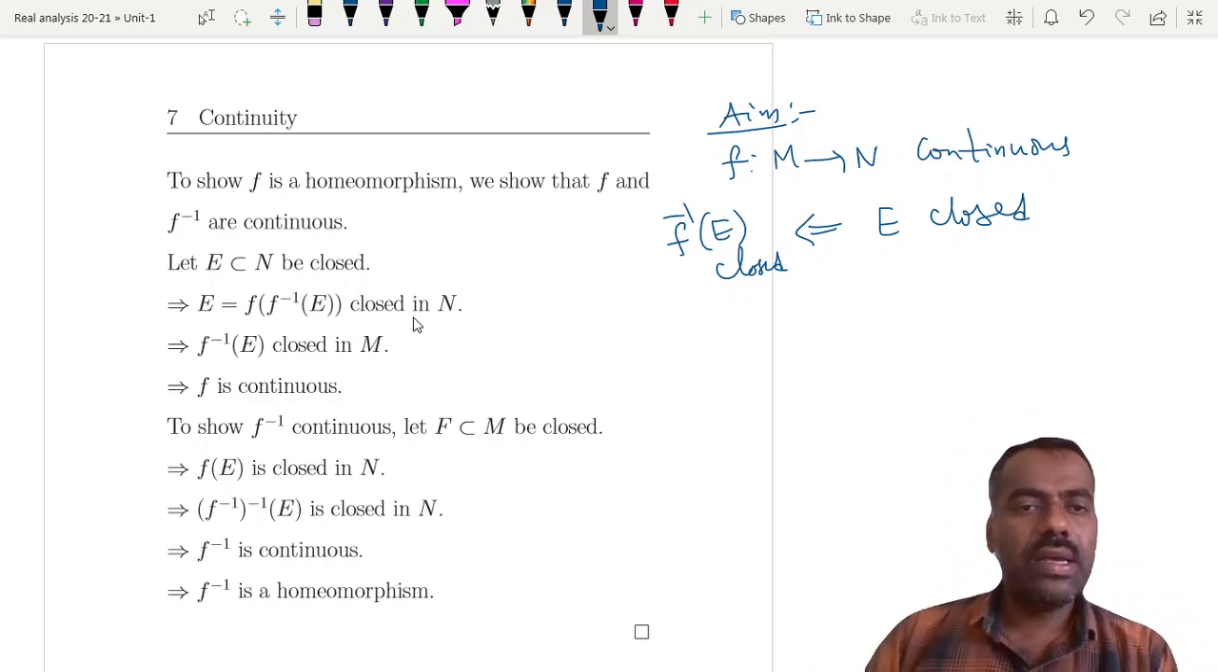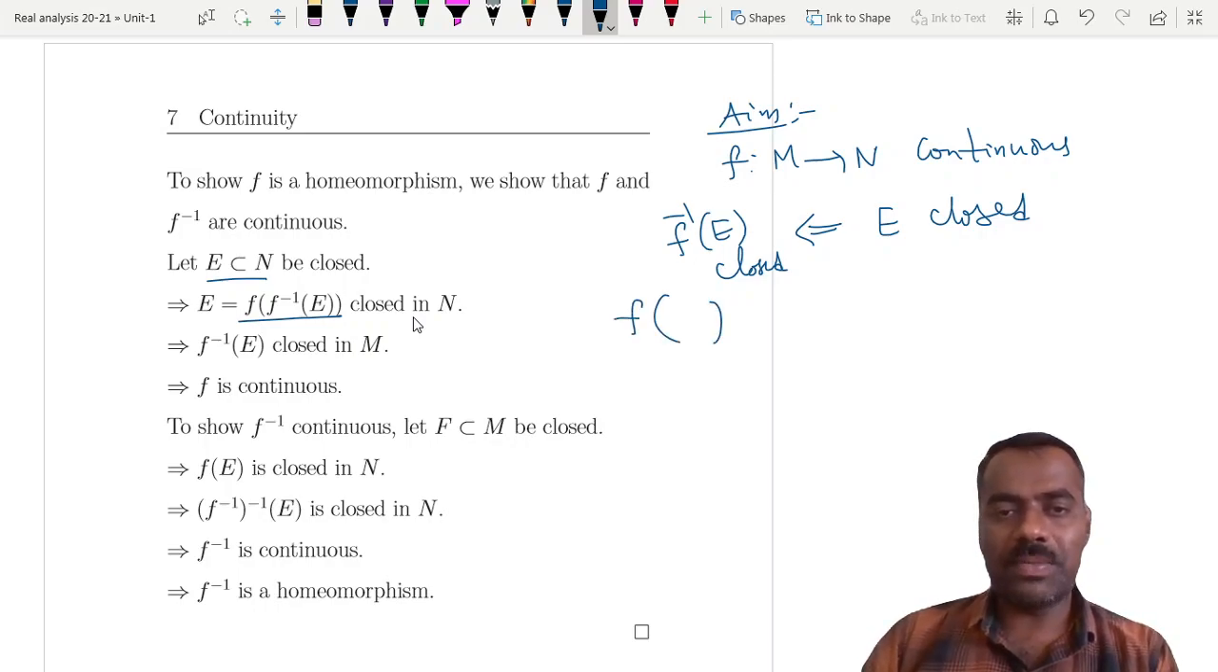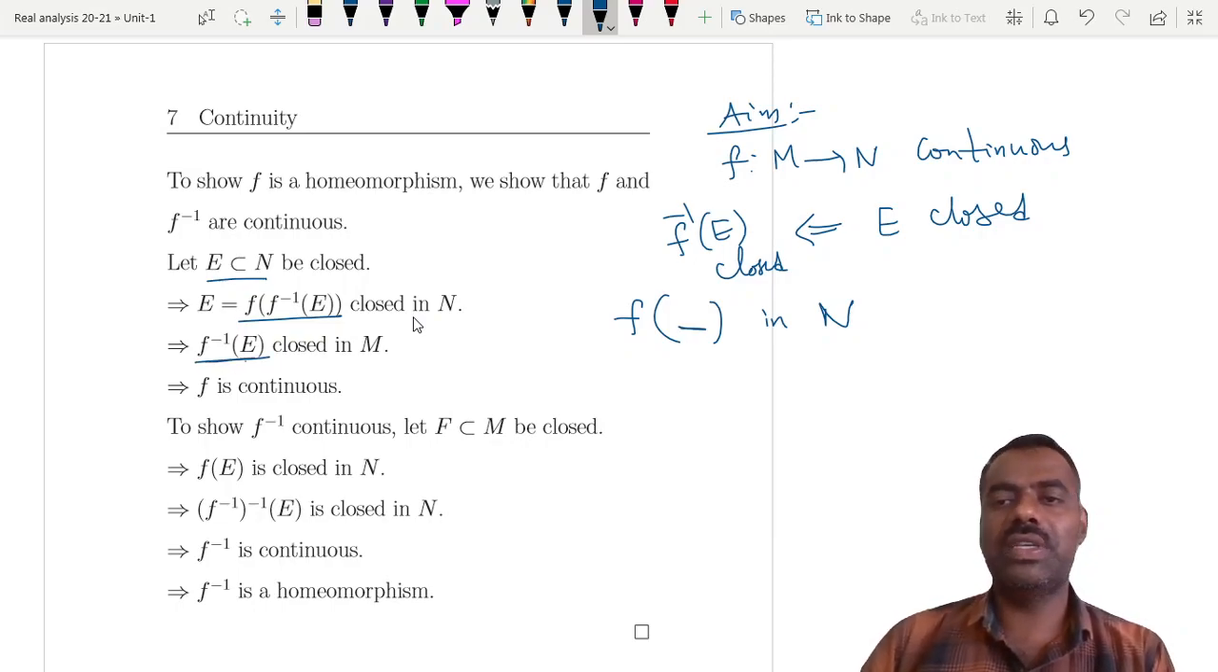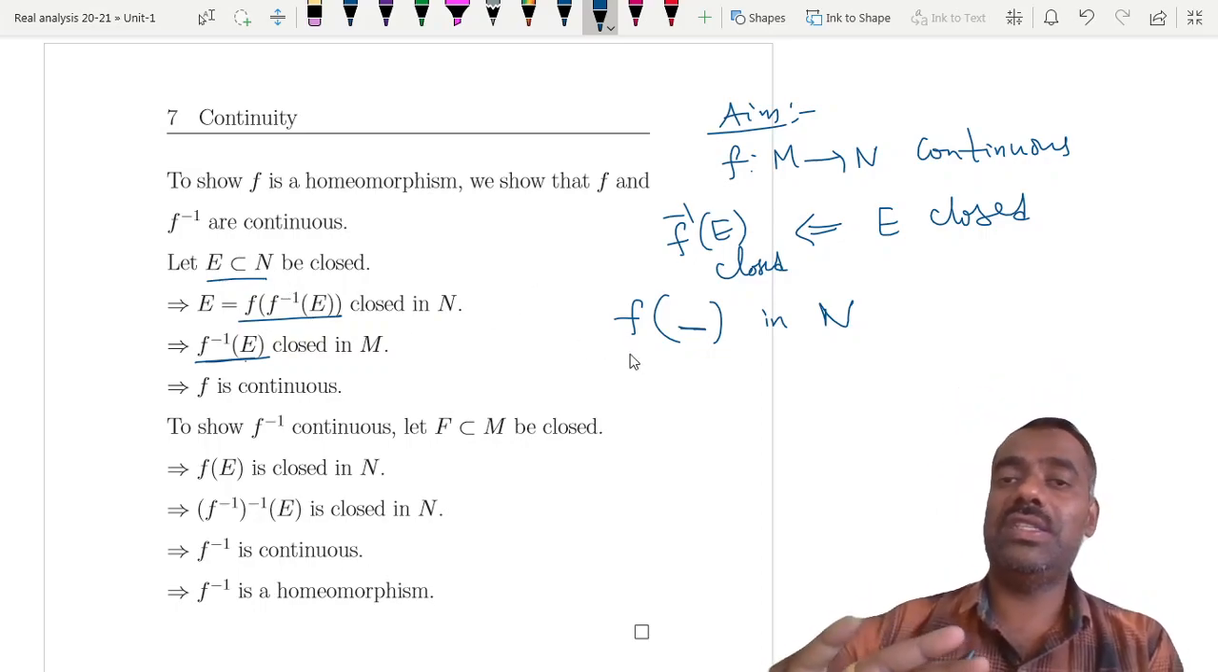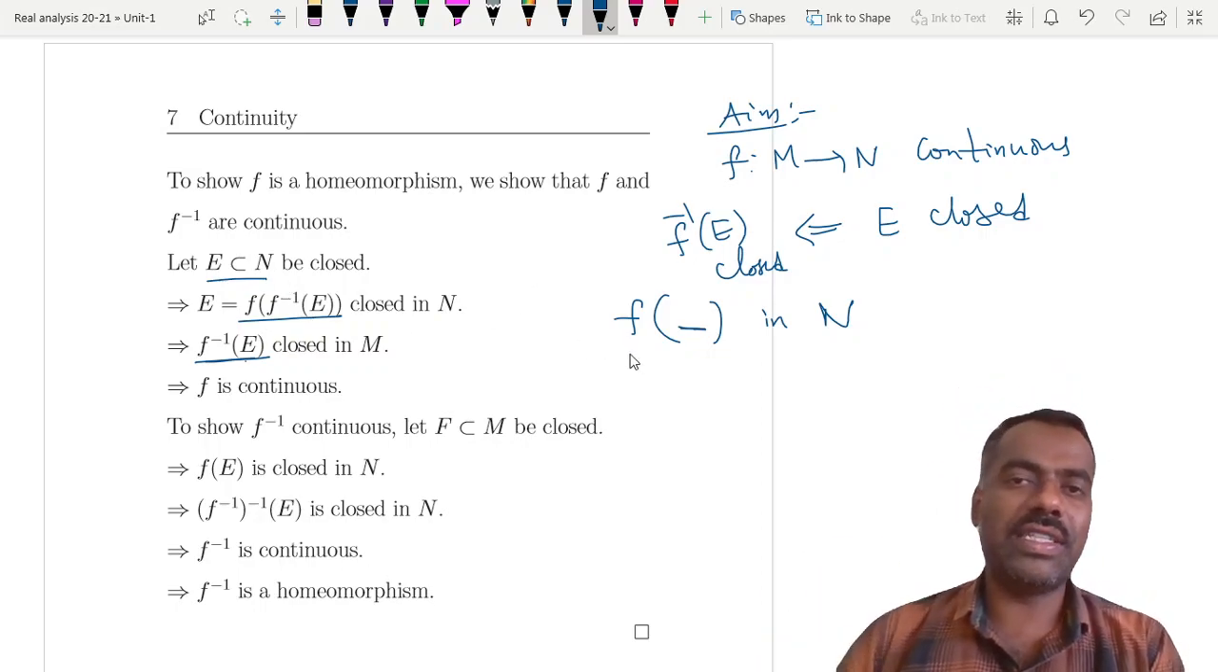Start with E. E is a closed set in N, but E can be written as f of f inverse of E. So therefore we have f of some set is closed in N. That means that the set inside, whatever we have, is closed in M. So that means f inverse of E is closed in M. That is what we want to prove, right? So it is very simple. You just have to rewrite things properly and see what is there.